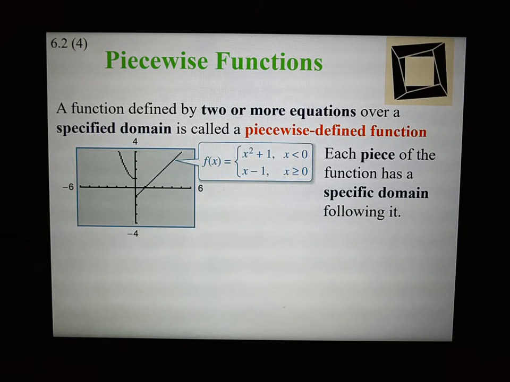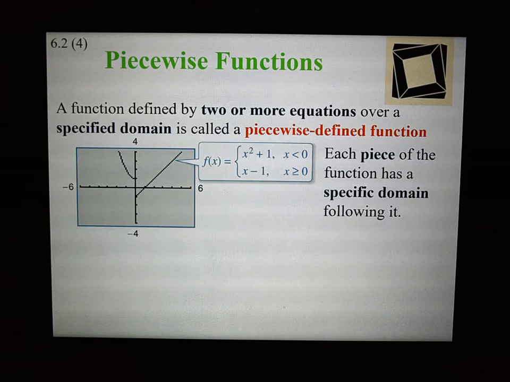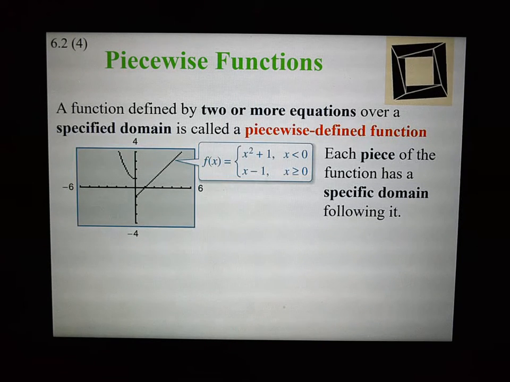Piecewise functions. I'm not sure if you have covered this in Math 3 or not. That's what I'm still learning, what was covered in previous sections and what was not. A function defined by 2 or more equations over a specified domain is called a piecewise defined function.